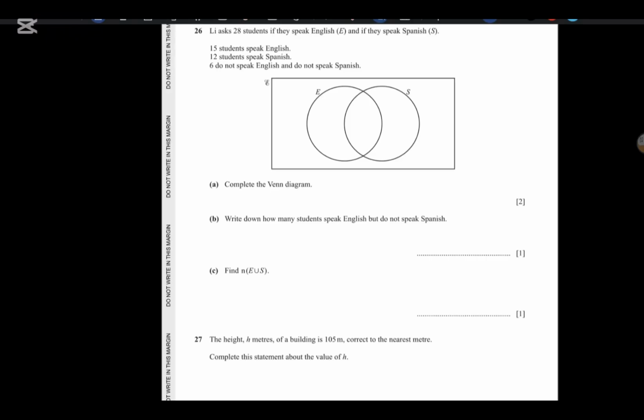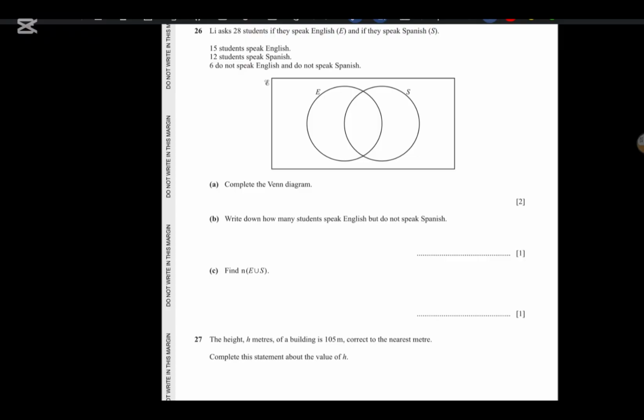Question number 26. Lee asks 28 students if they speak English and if they speak Spanish. 15 students speak English, 12 students speak Spanish, 6 do not speak English and do not speak Spanish. They don't speak any of the language. A is complete the Venn diagram. B is write down how many students speak English but not Spanish, and find the number of students of E union S.